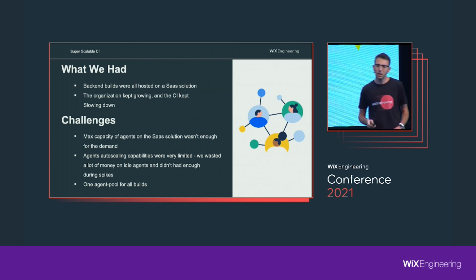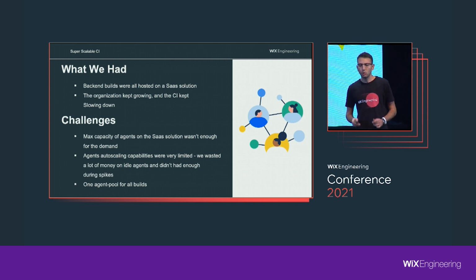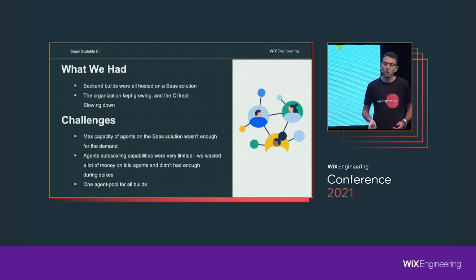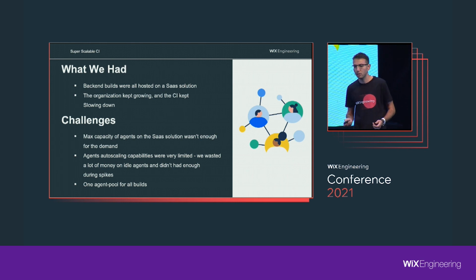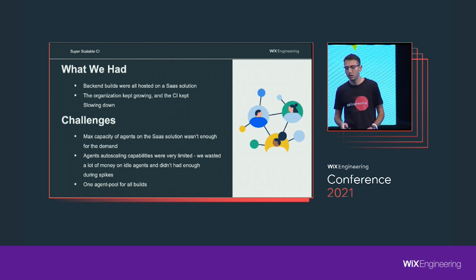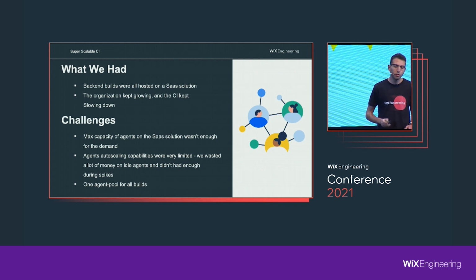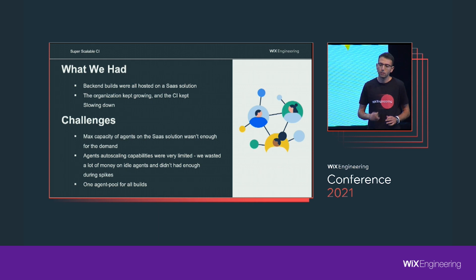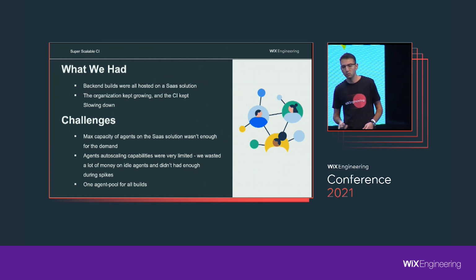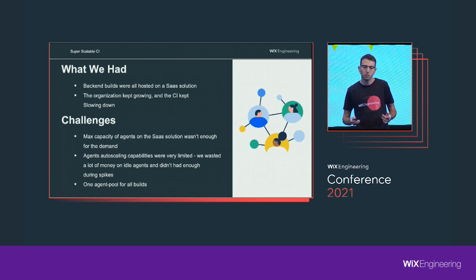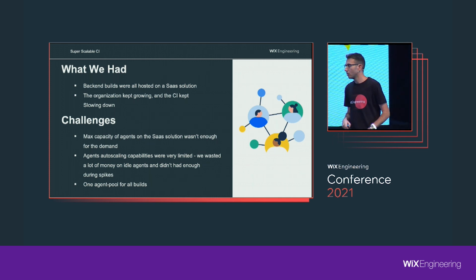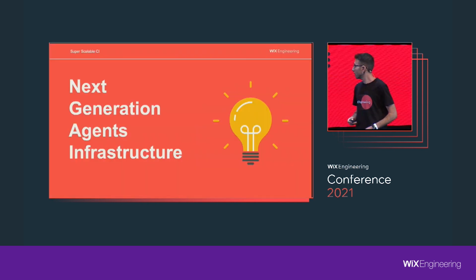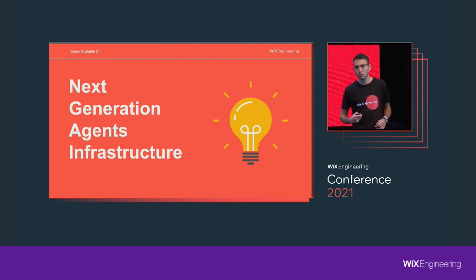Secondly, auto-scaling capabilities were very limited. Most of the time, we were paying for idle agents, and when we did need to scale up, the operation was just too slow, and users were frustrated. Lastly, we had one queue for all builds. As Shay explained earlier, there are multiple kinds of builds, and they were not born equally. You definitely don't want to wait for your critical hotfix build to start just because some background jobs are spamming the queue. So, once again, we went back to the lab to see how we can create a new infra that will support the load.